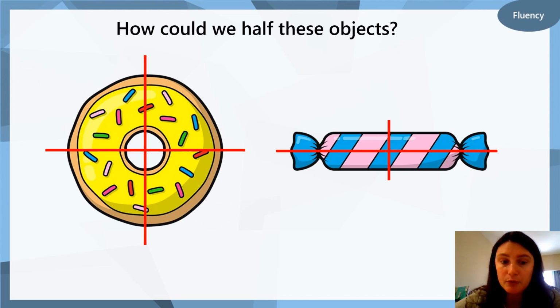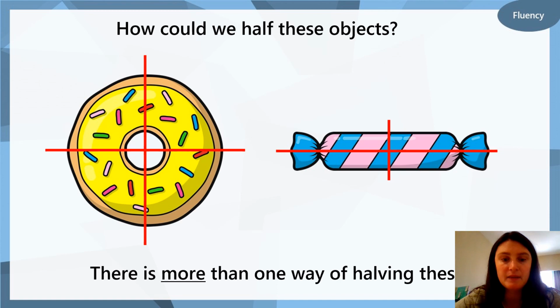So with the balloon and with the pencil, there was only one way we could make half. But here with the donut and with the candy, there are two ways we can make half. It's the same if we go down, each side is the same, or if we go across, each side is the same. There is more than one way of having these.